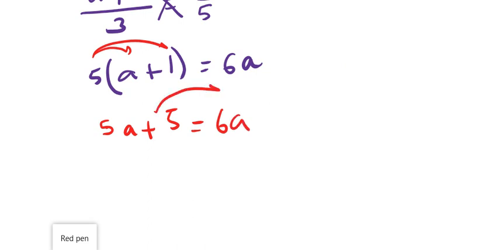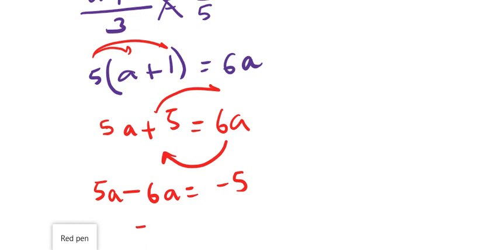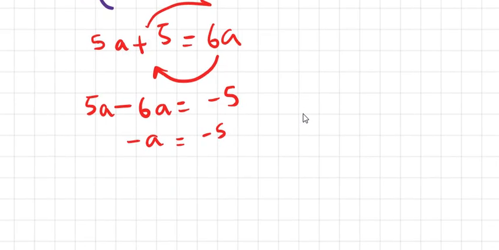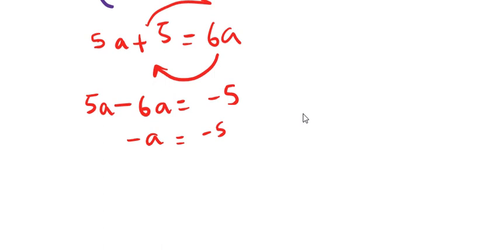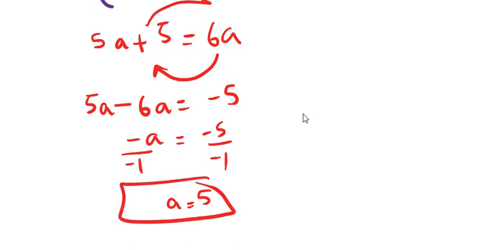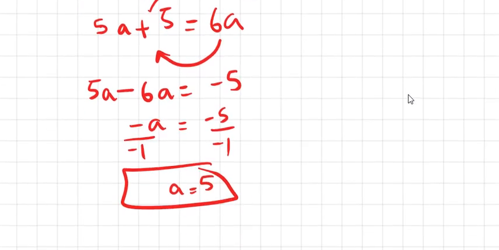Transfer 5 to the other side. We have to put the variable with the variable, the unknown with the unknown, and the constant with the constant. So here you have 5a minus 6a is equal to minus 5. Changing the sign, minus a is equal to minus 5. Divide by minus 1 to get a, so a is equal to 5. If you want to check your answer, you can check your answer.